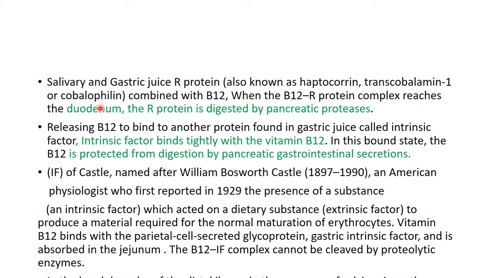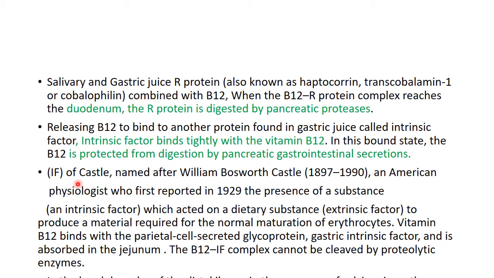So in a nutshell, in the duodenum, the salivary protein which binds with the B12 is digested by pancreatic proteases. So another protein is required in the form of intrinsic factor. This is a glycoprotein.